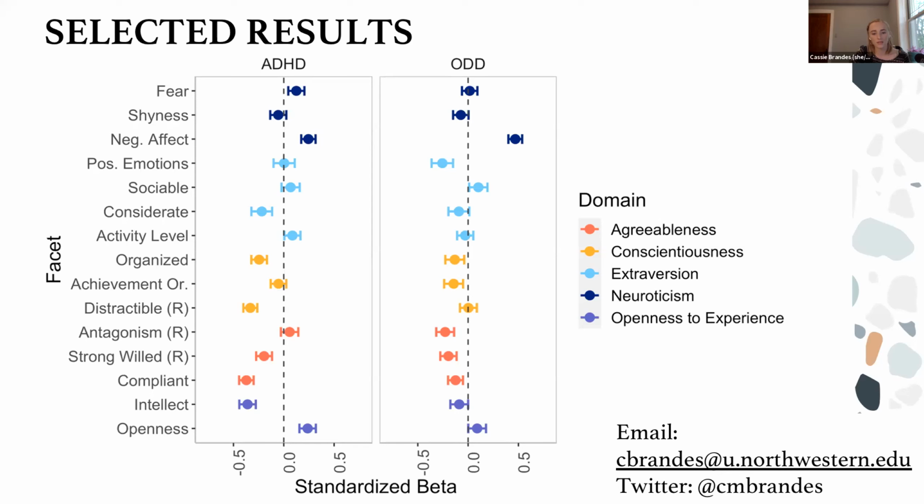So in sum, facets increment the prediction of specific disorders above Big Five traits in North American children, and they may give us clues as to why we see these robust relationships between traits and psychopathology. If you have any questions or want to learn more, you can reach me at this email. You can also reach out to me on Twitter. Thanks.